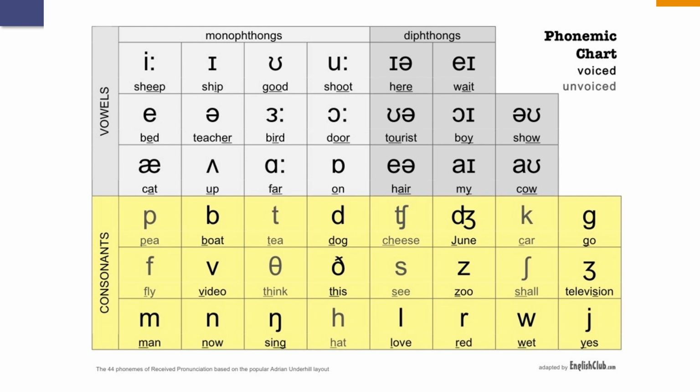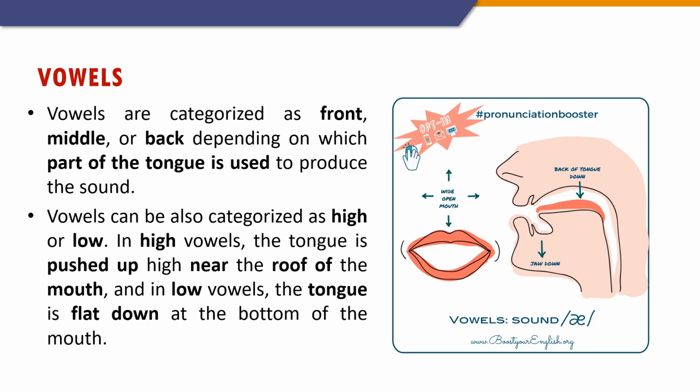For vowels, what are they? Vowels are categorized as front, middle, or back, depending on which part of the tongue is used. Vowels can also be categorized as high or low. In high vowels, the tongue is pushed up high near the roof of the mouth. And in low vowels, the tongue is flat down at the bottom of the mouth.